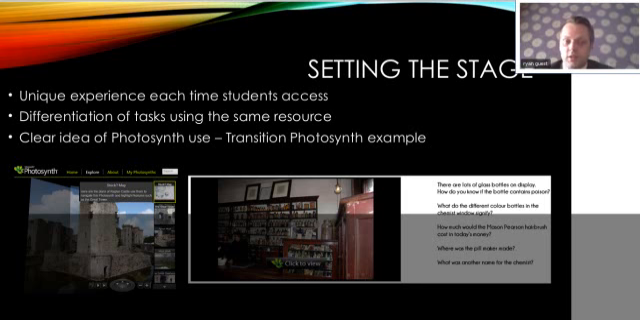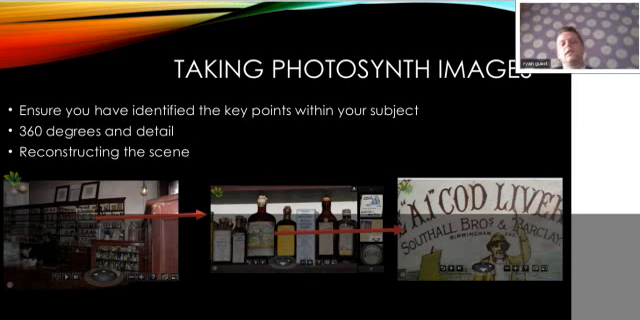And it's just a great visual aid for the students to refer to whenever they need to. Right, taking your Photosynth images. What Photosynth does is it looks for a 50% overlap. So it's looking for key points within your scene, within the image that you're taking, so it can reference it basically in the next image.